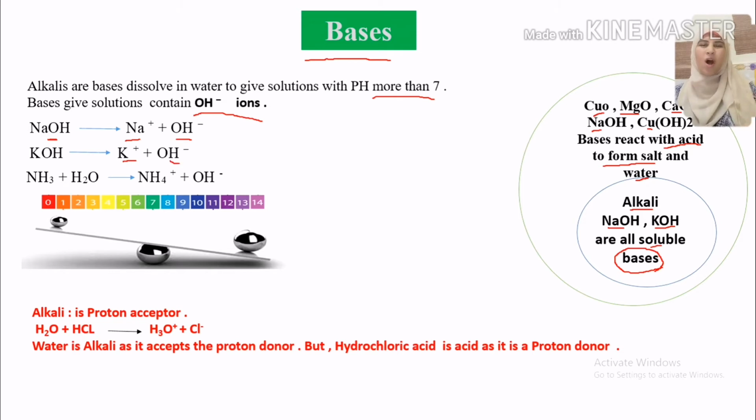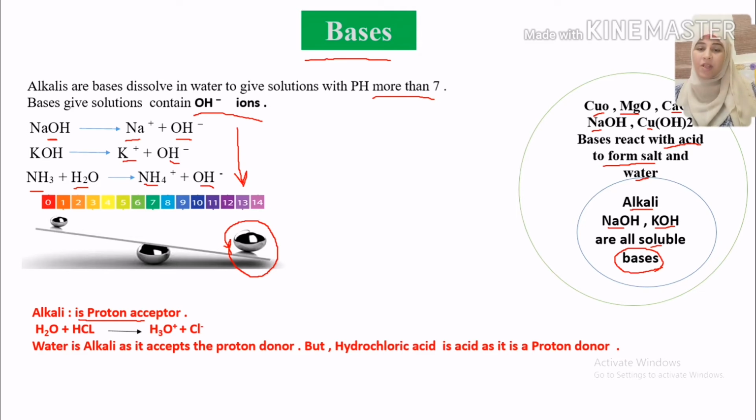Ammonia solution is one of the weak bases. Ammonia solution dissolved in water gives ammonium ion NH4 positive and hydroxide ion. So we have a high concentration of hydroxide ions, and they will increase our pH, and our balance will be unequal. So the color of the indicator will be blue or purple. Take care, alkalis are proton acceptors. Alkalis can accept a hydrogen proton.